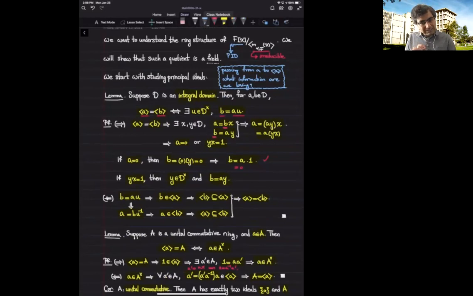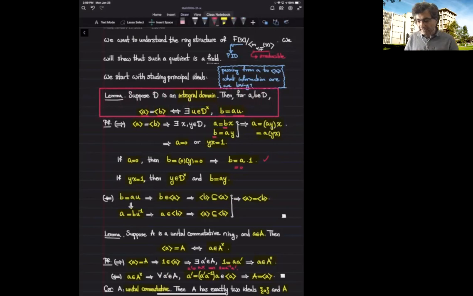So assuming that D is an integral domain, we want to show that the principal ideal generated by A is the same as the principal ideal generated by B precisely when one of them is a unit multiple of the other one. Okay, so this is an if and only if statement.